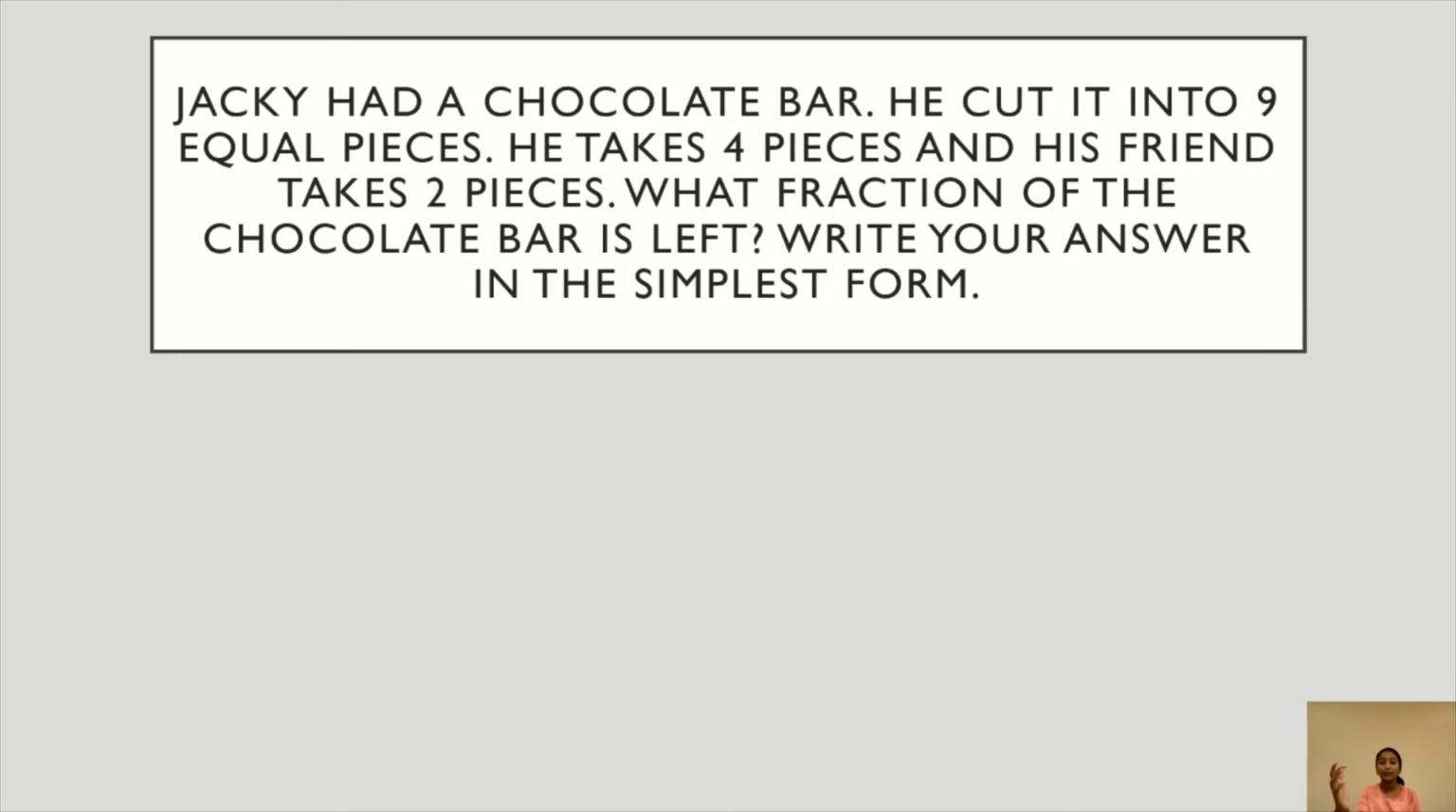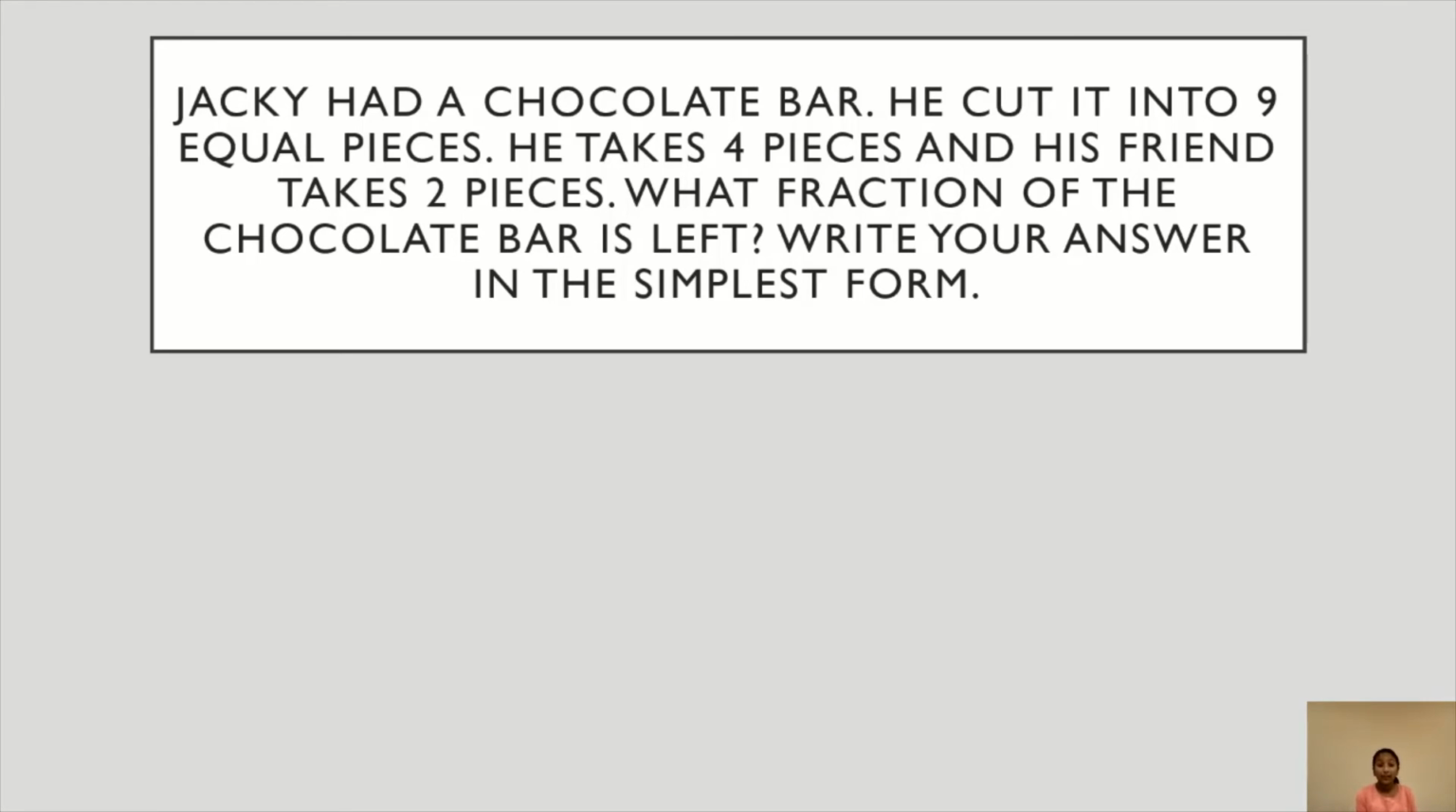So we already know that he cut it into 9 equal pieces. And so that means 9 is the total. And Jackie takes 4 pieces and his friend takes 2 pieces. So that means both of them together would be the numerator because those are the parts of the whole. Actually, we shouldn't start forming our fraction yet. Forget about all of that.